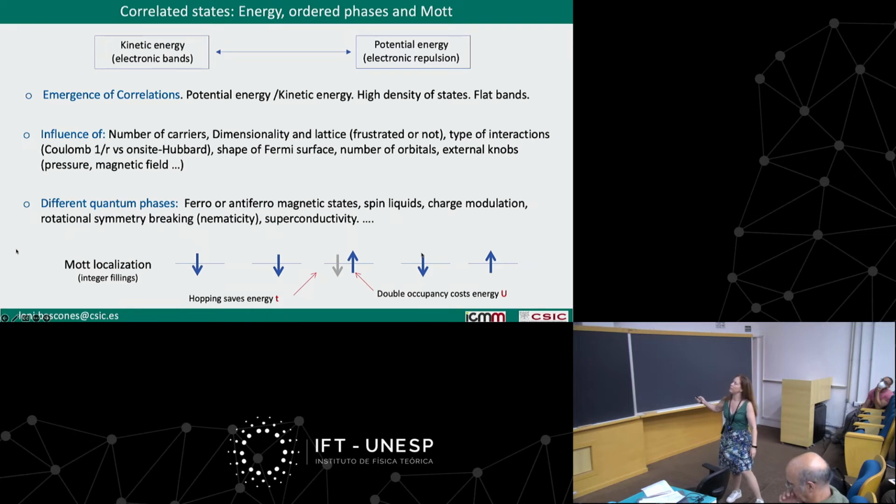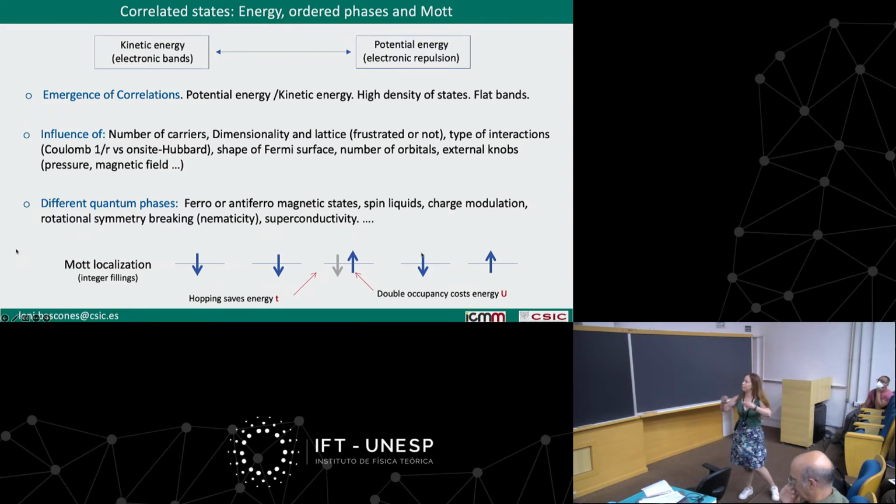So whether we play in our system with pressure, magnetic fields, or even, for example, if our system is described as a multi-orbital system, there are different parameters, different factors that influence it, and as a consequence, we are going to have different quantum phases. The behavior here is very, very rich.